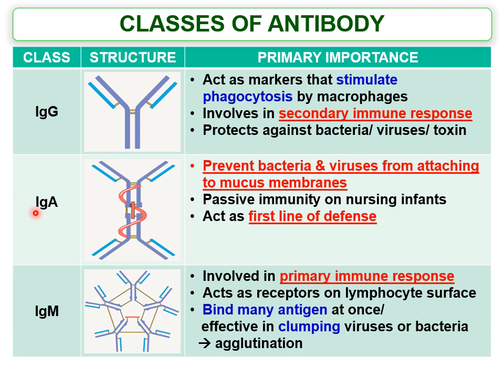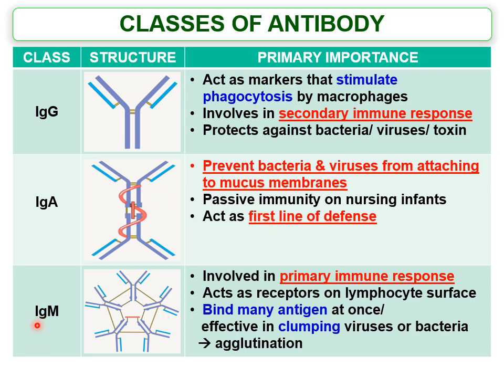The second class for antibody is IgA. The primary importance is to prevent bacteria and viruses from attaching to mucous membranes, so this IgA acts as mucosal antibody. The second primary importance for IgA is passive immunity on nursing infants, meaning that IgA is found in breast milk. And the third primary importance in IgA is to act as first line of defense. IgA is found in saliva, mucus, and tears.